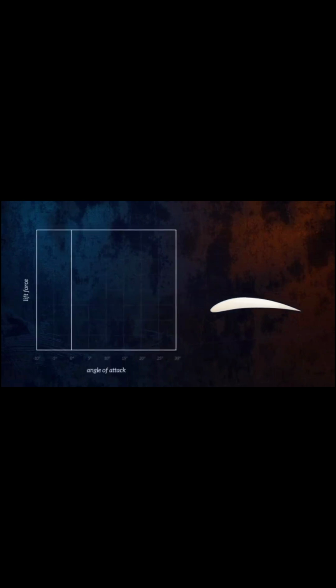We can easily imagine, for example, that increasing the camber of an airfoil will allow it to deflect a larger amount of fluid, and so will increase the lift force. The same is true for the angle of attack. Increasing the angle of attack deflects more fluid and increases lift. However, there are limits to this logic.